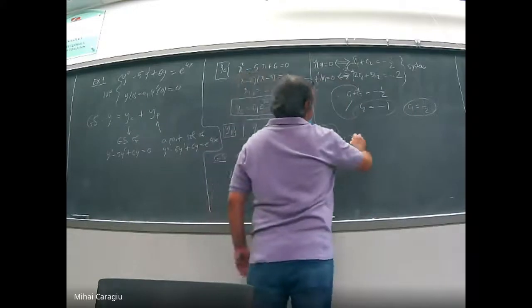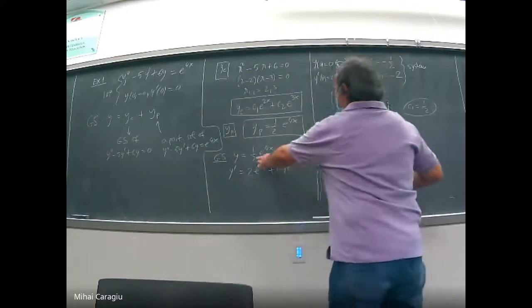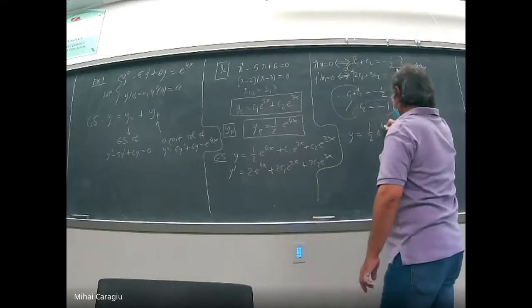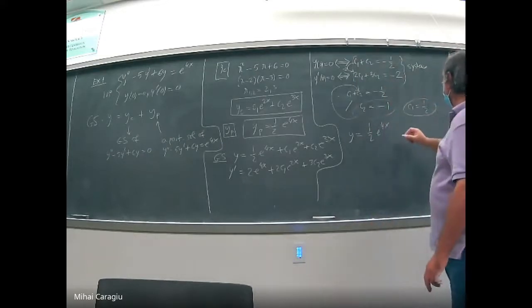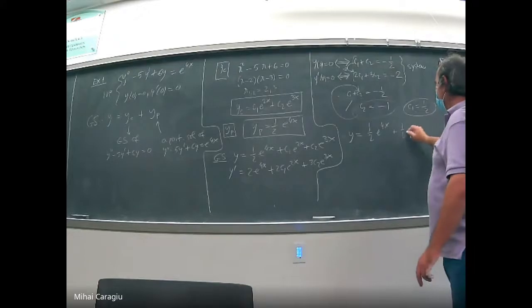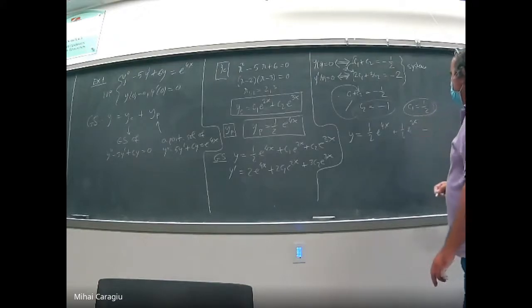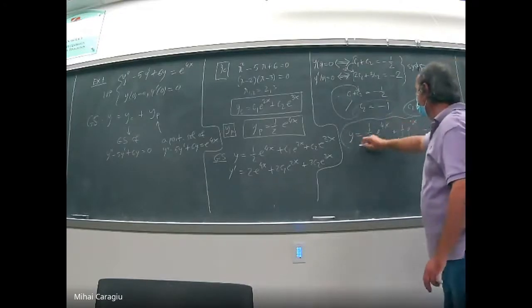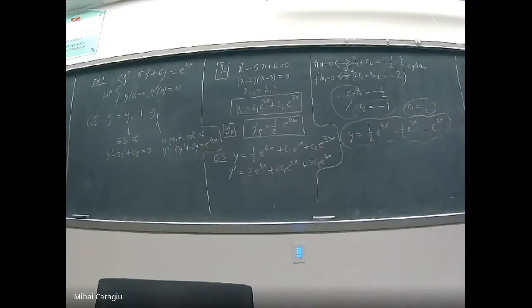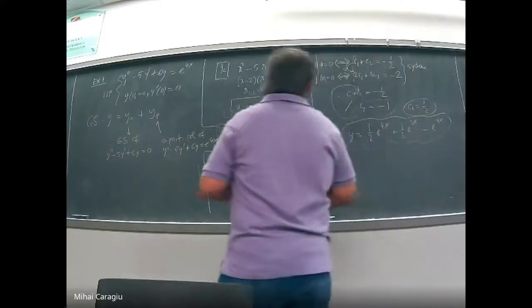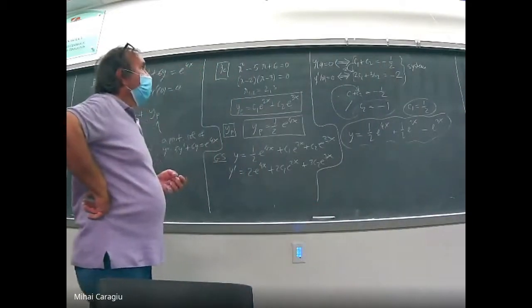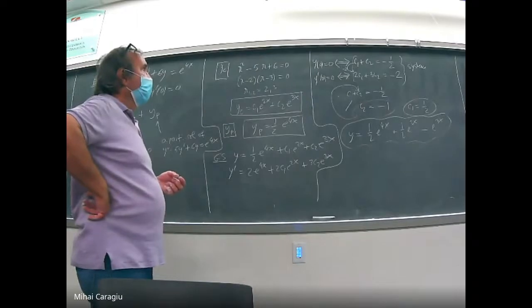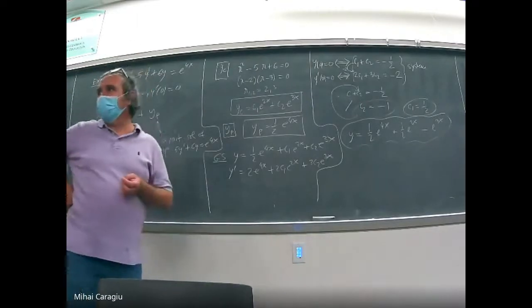So y equals 1/2 e to the power 4x plus 1/2 e to the power 2x minus e to the power 3x. So this is the solution of the initial value problem for the non-homogeneous equation. Any questions?